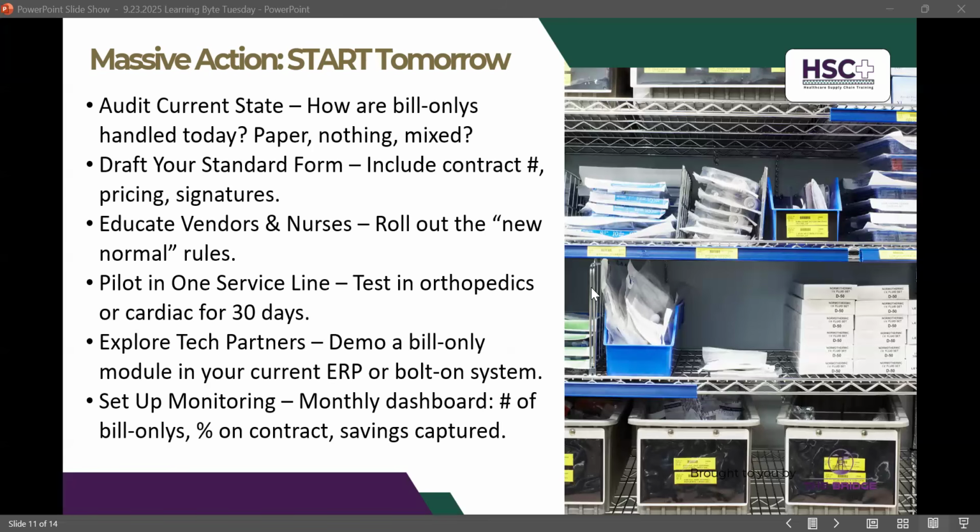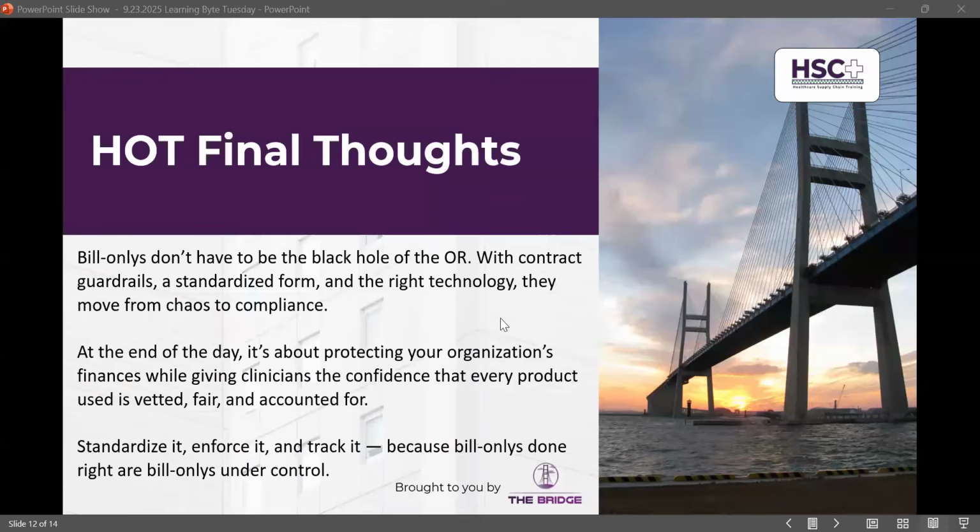You always want to look at your foundational partner first, which is your ERP system, and then go demo some other tech partners. And then I want you guys to set up monitoring, monthly dashboards: number of bill onlys, percentage on contract, savings captured. Those are just some KPIs that you could be capturing within your bill onlys, but I want you guys to set that up, okay? And this is all going to be on your checklist for today's learning bite that you're going to receive.